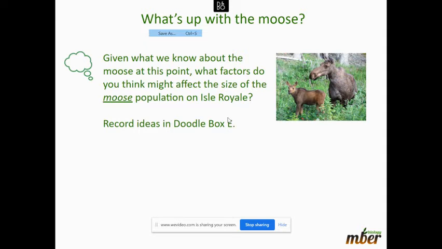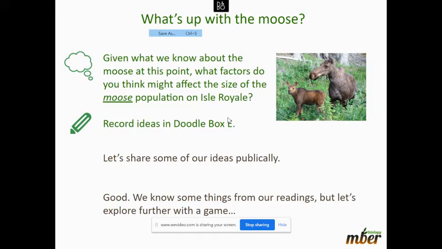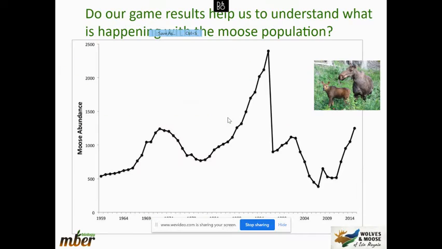And given what we know about the moose from our readings and the game, we're going to try to figure out what factors we think might be affecting the size of the moose population. The moose, not the wolves, moose, on Isle Royale. So we are going to get into box E on our notes.